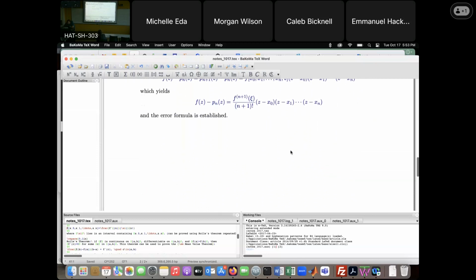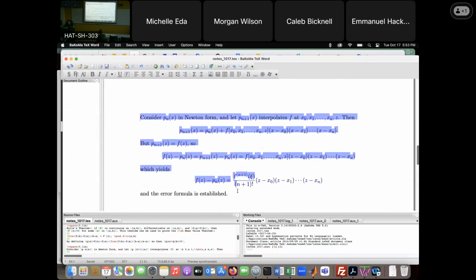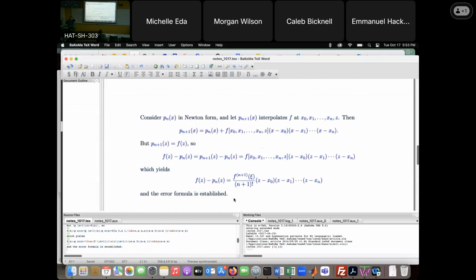Who knows, maybe it's buried somewhere else in the house. Okay, but are there any questions about at least this partial proof? And how the Newton form is used?